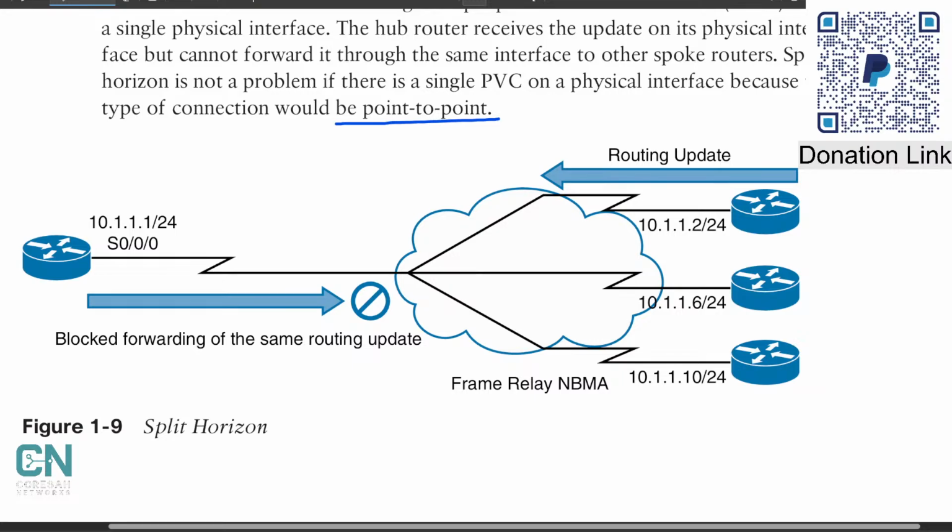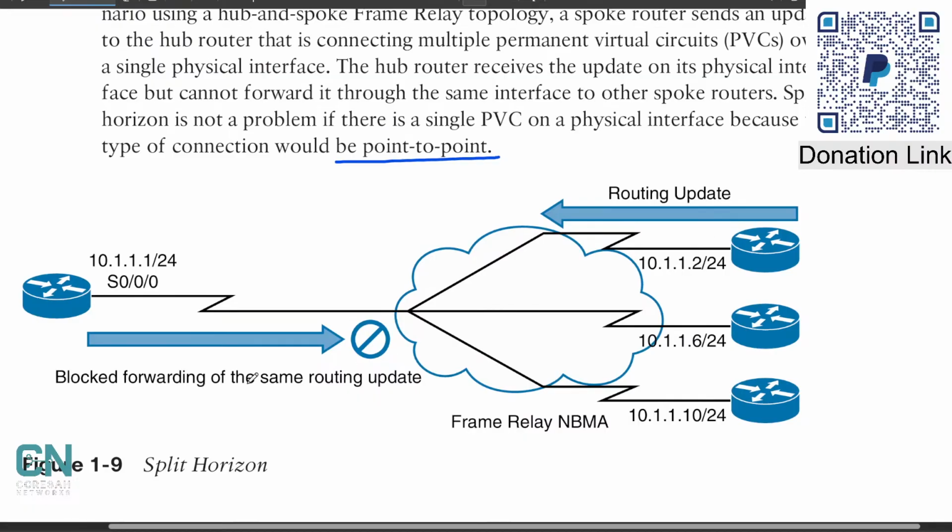Let's focus on exactly what happened here. It says R1, for example, blocks forwarding of the same routing update.